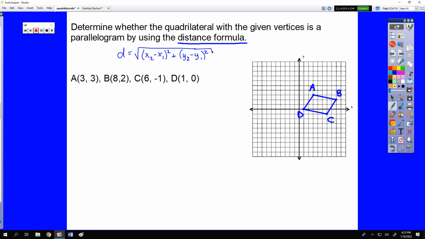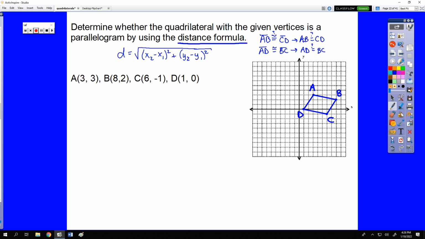So what we need to do here is we need to confirm that both sets of opposite sides are congruent. So we need to confirm if AB is congruent to CD. Well, the way that we do that is we check to see if AB is equal to CD, if the length of AB is equal to the length of CD. Okay, we do the same thing with AD and BC, which means we need to run the distance formula 4 times, once for each side, in order to confirm that both sets of opposite sides are equal.